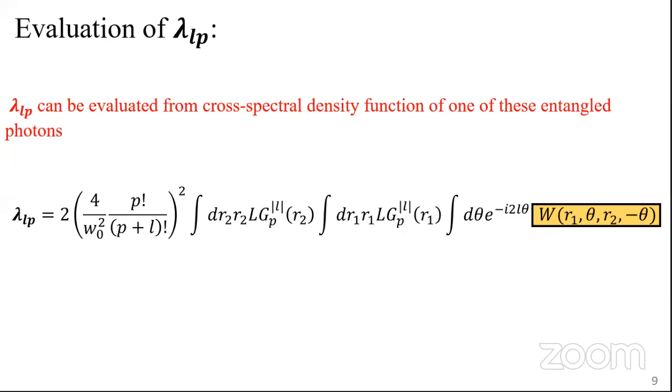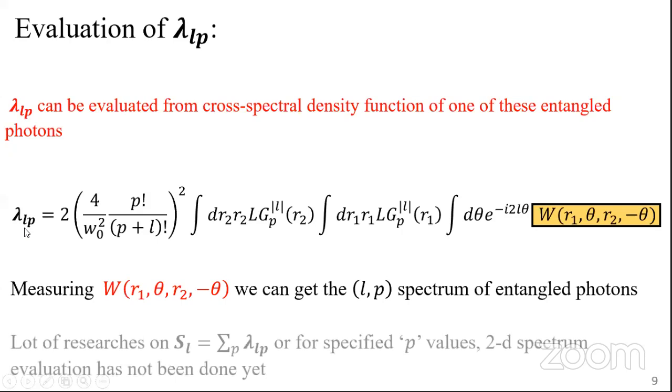Then we can get this W(R1, θ; R2, −θ) of one of these entangled photons. After getting this quantity, by doing this reconstruction, we need a long code for it. After doing this reconstruction, we get Λ_LP. There is a lot of research going on that evaluates the sum over p of Λ_LP, or evaluates Λ_LP for specific p values.